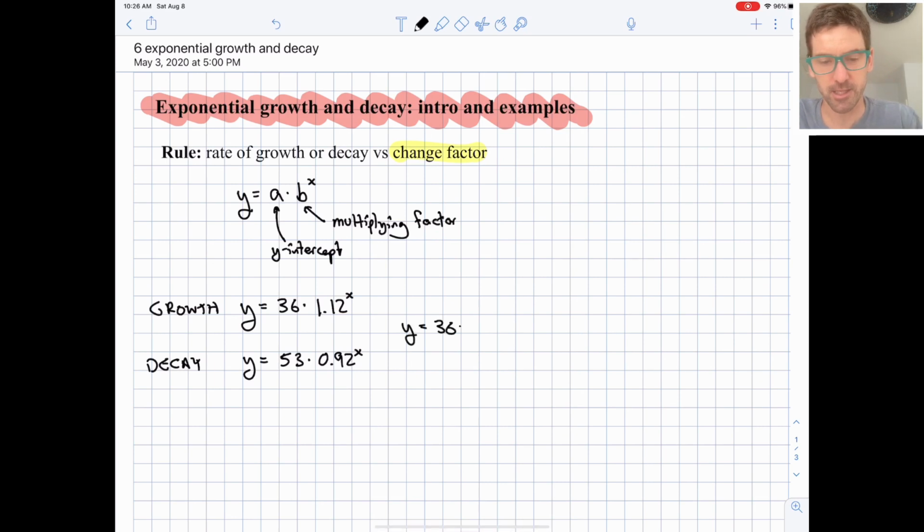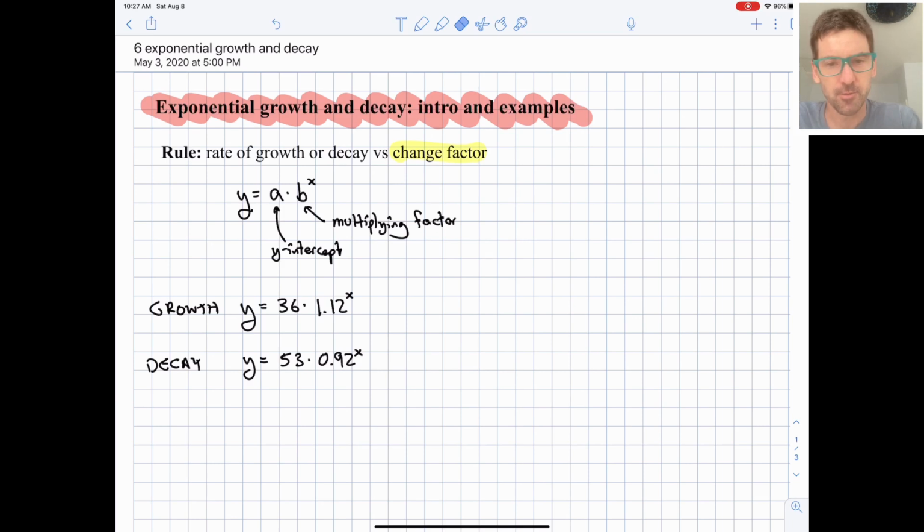another arbitrary set of numbers, but with a base equal to 1, no matter what x is, this term will always be 1. So we just have the flat line y equals 36. There'll be no change. Okay. So that's not a common situation, but it's something you need to be aware of.